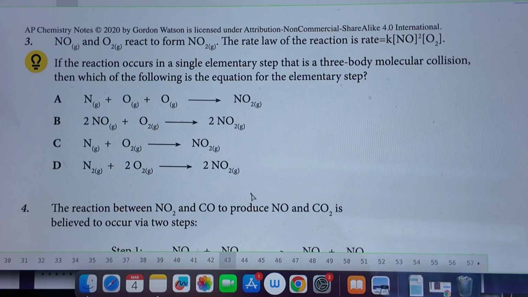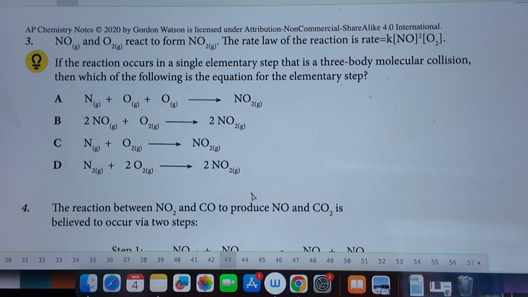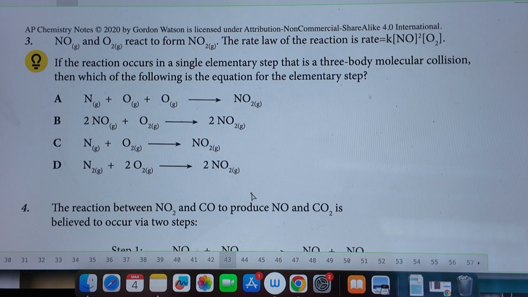Okay, question number 3. NO and O2, not NO2. I'm sorry, I guess I'm having a bit of recency bias. NO and O2 react to form NO2. The rate law of the reaction is NO second order and O2. The reaction occurs in a single elementary step that is a 3-body molecular collision.